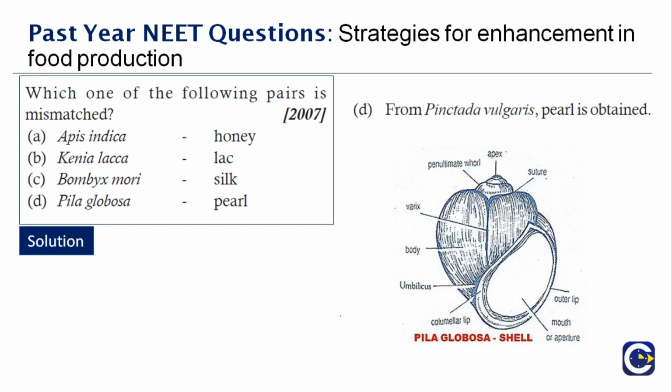the shell. So where will pearl be obtained? If you see, it is Pinctada vulgaris. So the mismatch is option D. Pinctada vulgaris gives you pearl, while Pila globosa is actually the shell. The one which is mismatched here is option D. Therefore the right answer is option D.